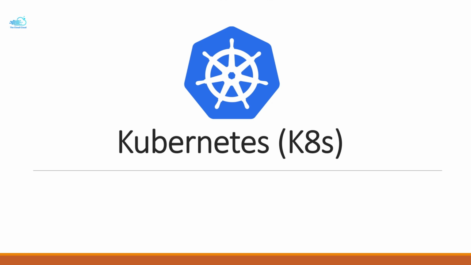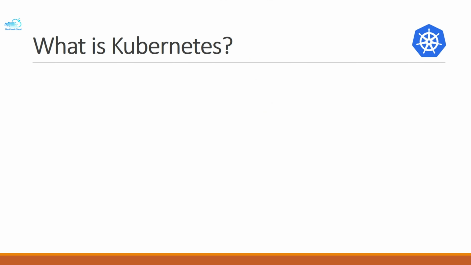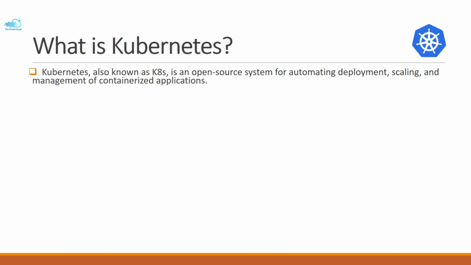My name is Ravi. In this video, we'll talk about Kubernetes. So what is Kubernetes? Why is it called K8s? Why is it so popular? Kubernetes, also known as K8s, is an open source system for automatic deployment, scaling, and management of containerized applications.